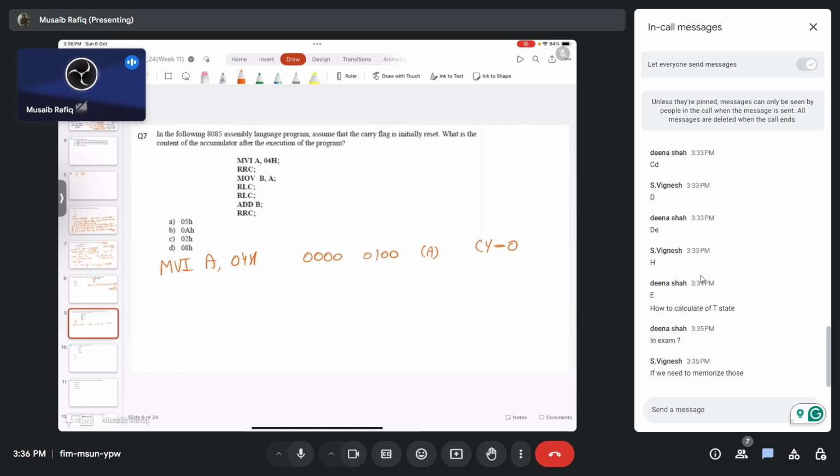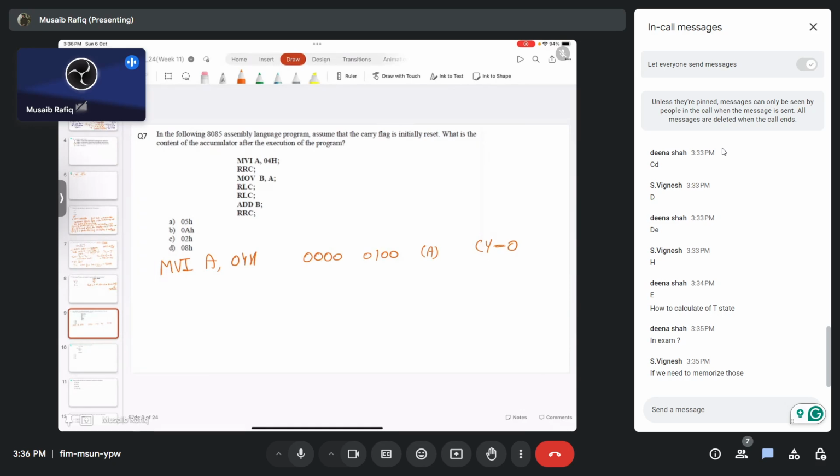You need to memorize them, that's my suggestion. Yeah, you need to memorize it. You can refer to this book, I think Gonkar. Have you guys gone through that book? That is a really good book for microprocessor 8085. You guys should refer to it.